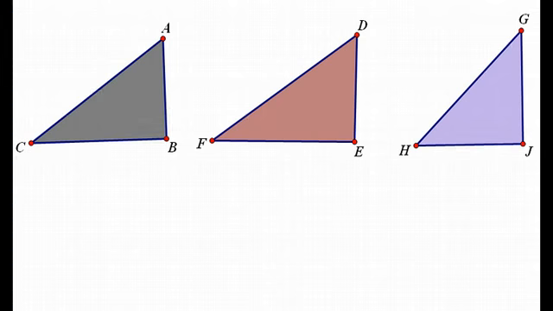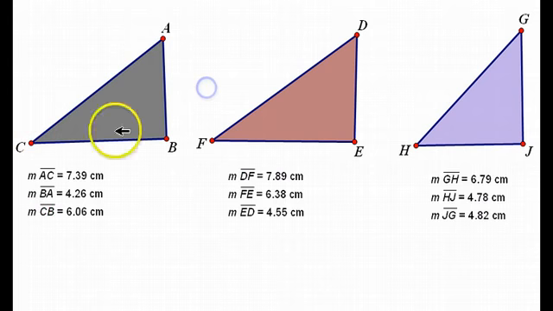So here we have three triangles, and from a glance they all look like right triangles, but we can't say for sure they're right triangles because we don't know any of the angle measurements. But what if we knew the side lengths? Just by looking at these side lengths, do we have enough information to determine what kind of triangle it is?